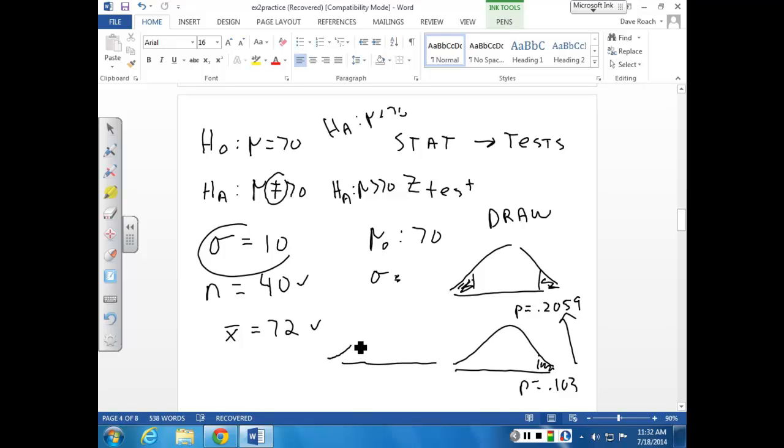Let me go a little more slowly with this. We have a mean of 70. Our HA was mu less than 70. But we observed 77. In other words, we're right here. So since it's less than, our p-value is in that direction.